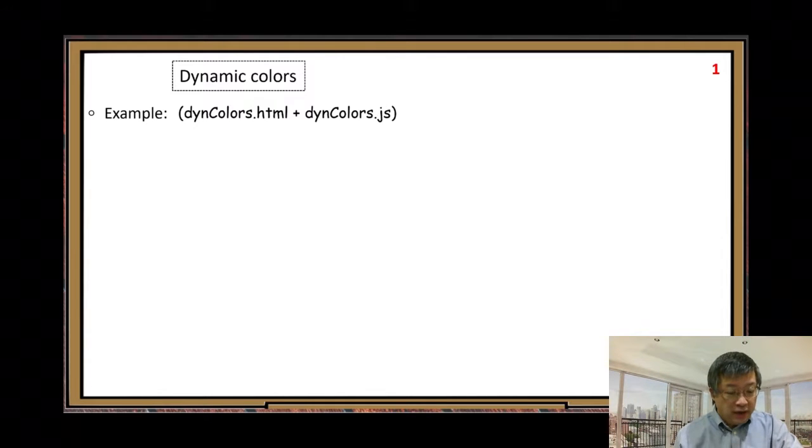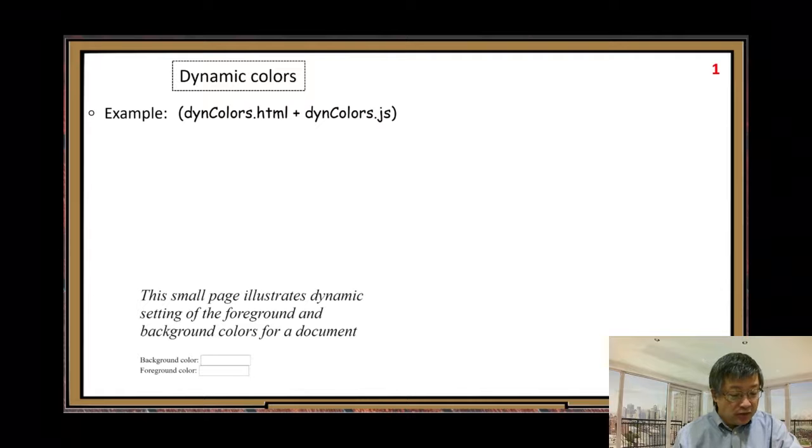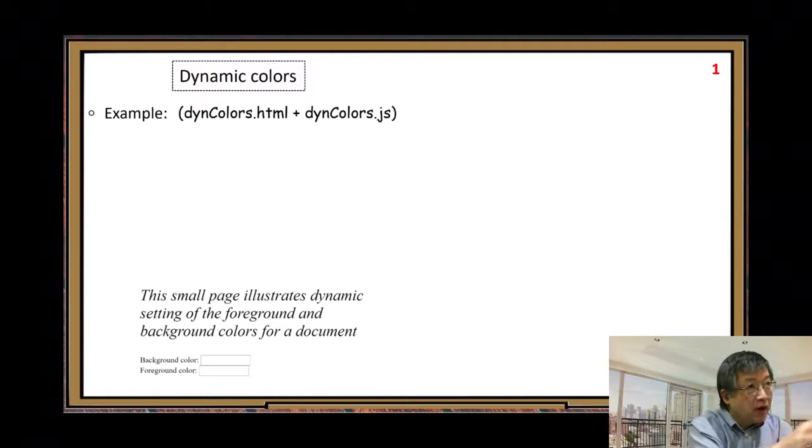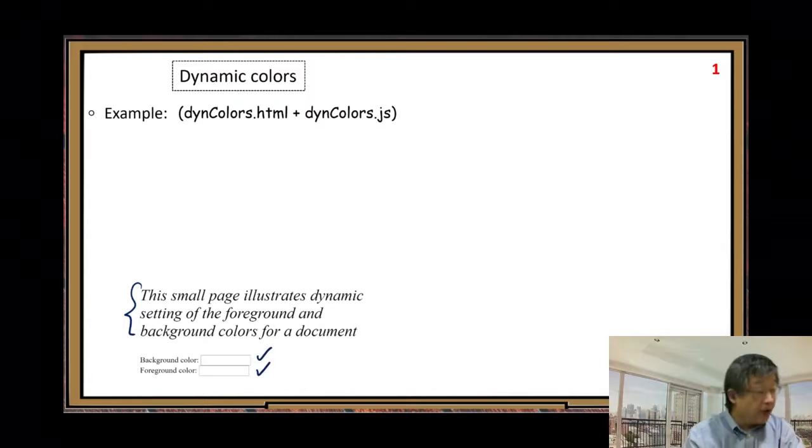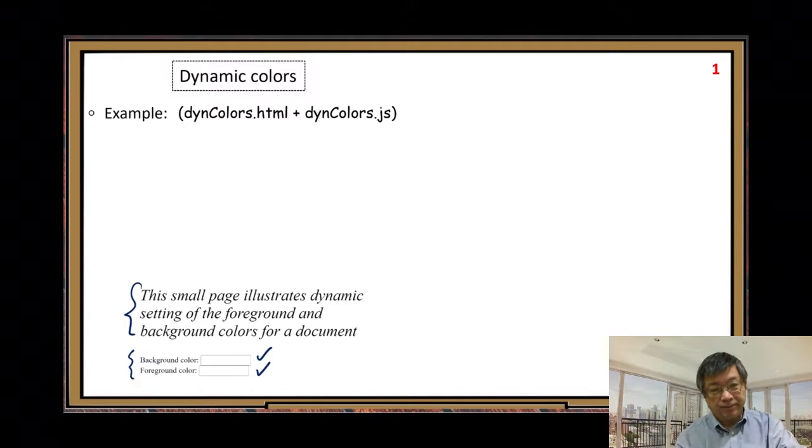Together. First, what do you see for the HTML? The user interface is like this. You have a block of text. Then you have two input fields with two labels.